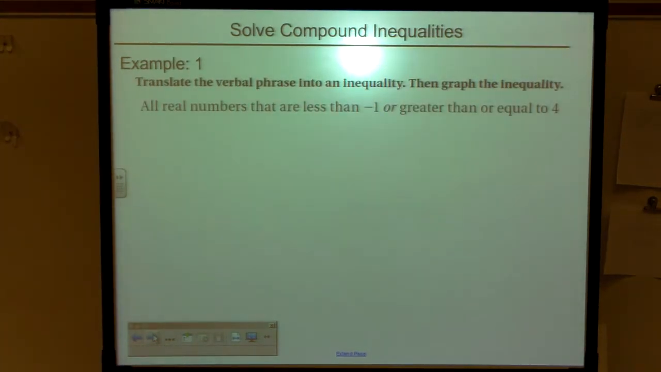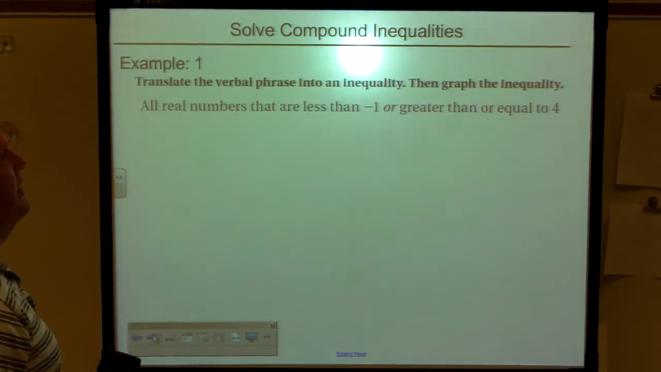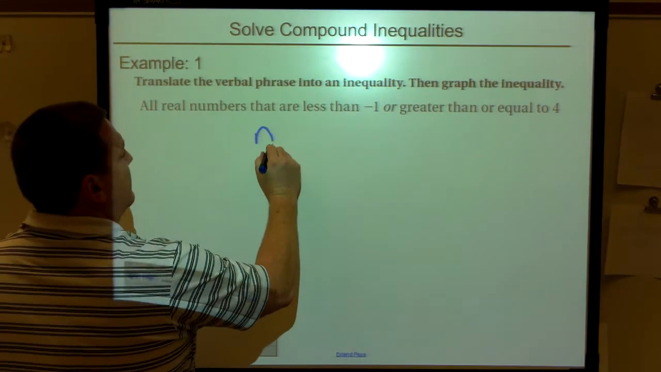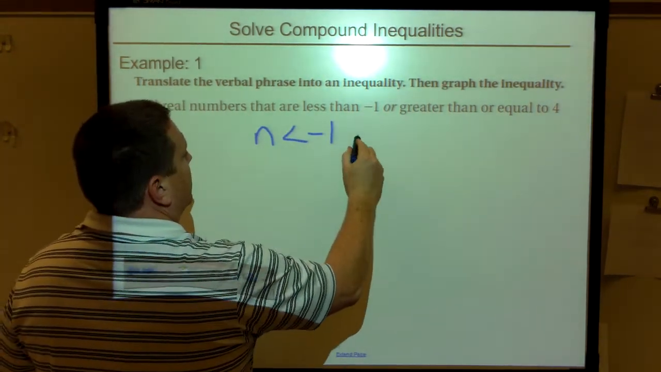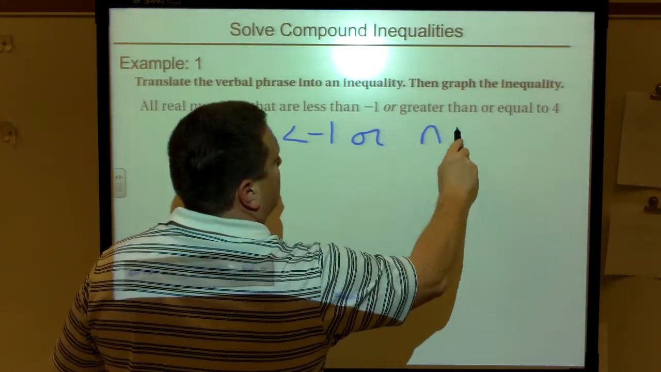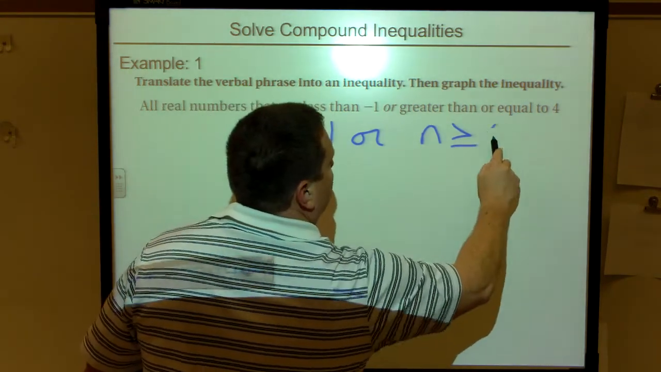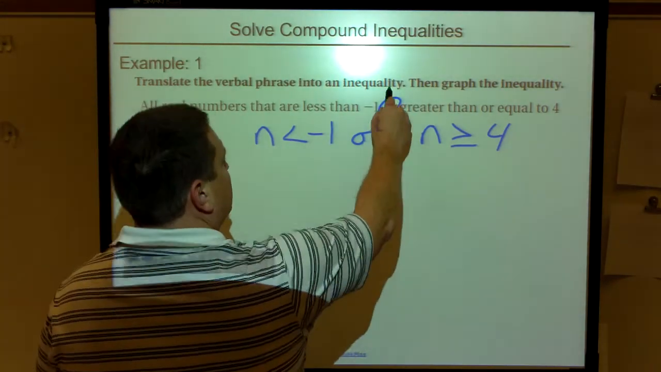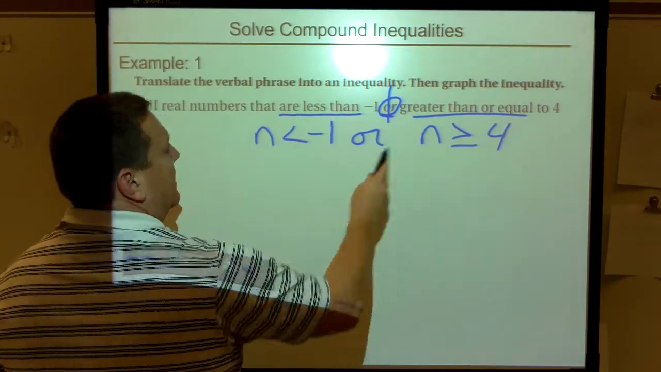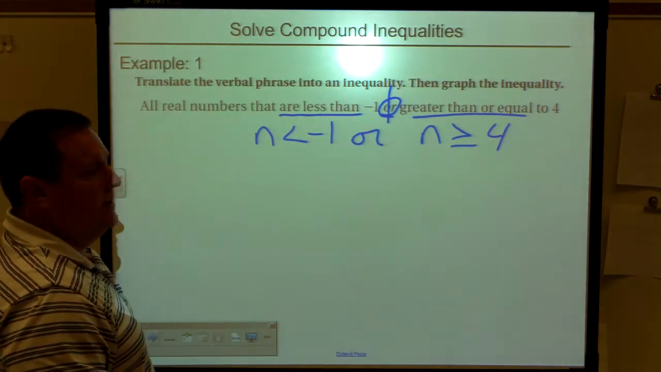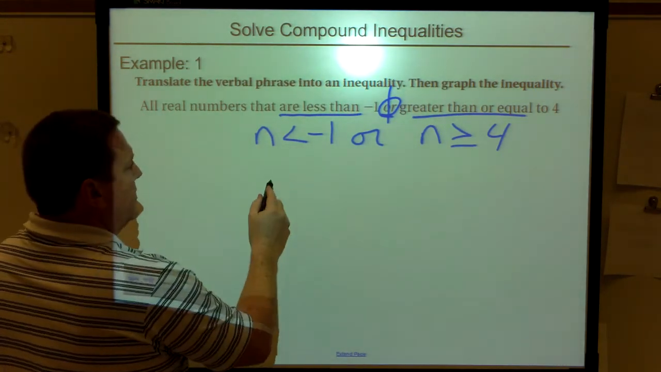Example 1, translate the verbal phrase into an inequality, then graph the inequality. All real numbers are less than -1 or greater than or equal to 4. Let's use n for our variable. So n is less than -1 or n is greater than or equal to 4. You see that this is an italicized or. So that's the distinction between this side and this side. That's our two inequalities. Now using an or as a union, I can't look for the overlap, not an intersection.